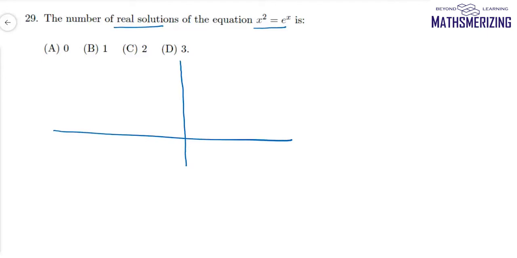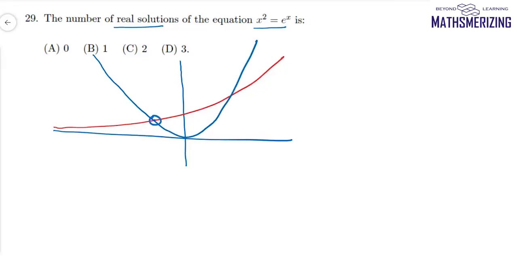Now a common mistake that a student can make in this question is, we generally draw this exponential function, and then if we draw this x square, they may say these two graphs intersect at 2 points. So the number of solutions in this case is 2, which is completely wrong.